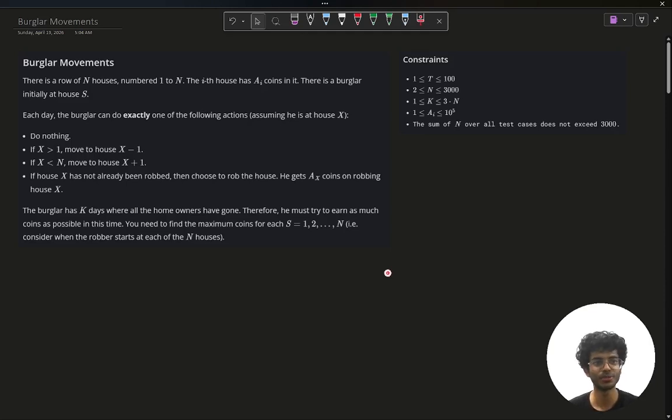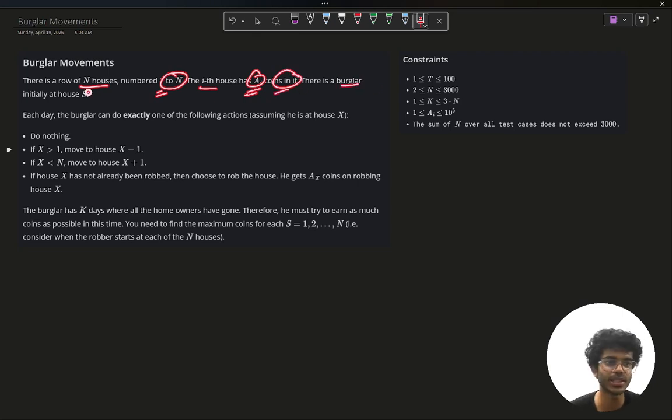Today's question is Burglar Move. In this question, there's a row of n houses numbered 1 to n. The ith house has A_i coins in it, and there's a burglar initially at house F. Each day the burglar can do exactly one of the following actions. There are four possible actions, and the burglar can do exactly one of them.